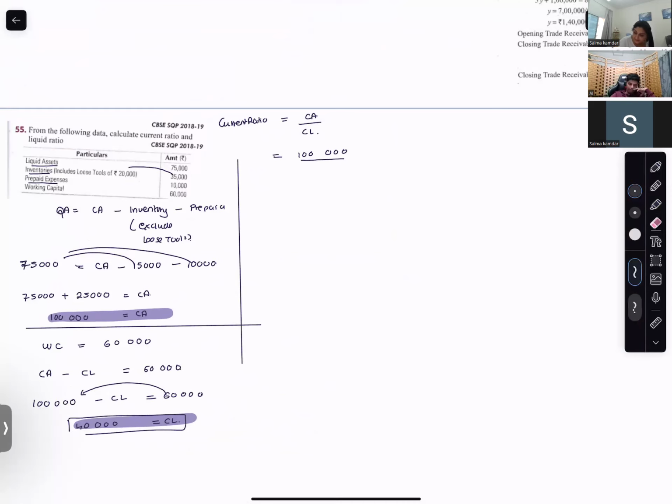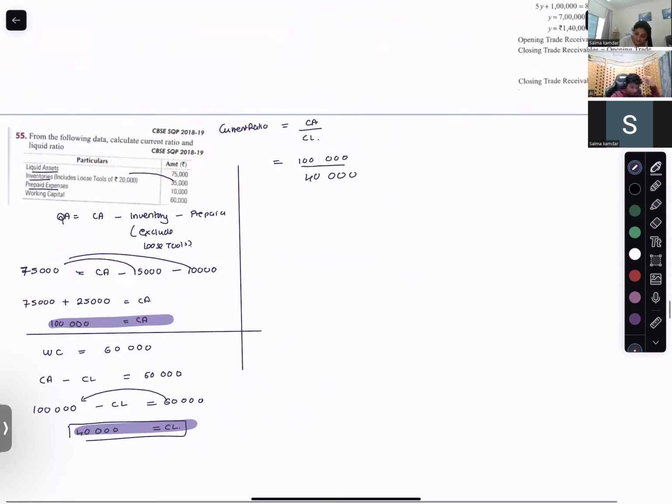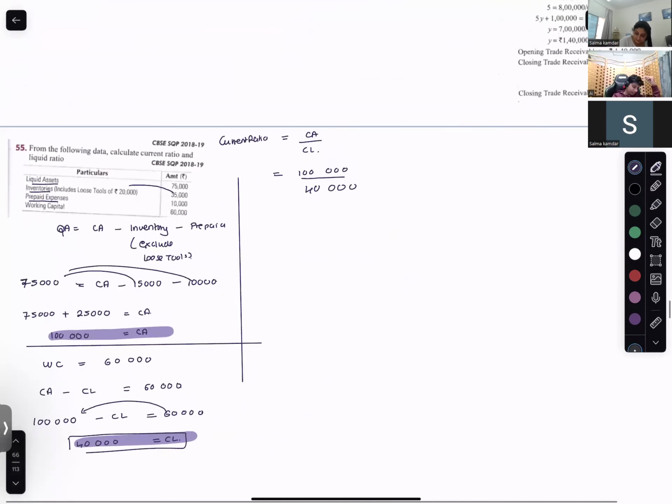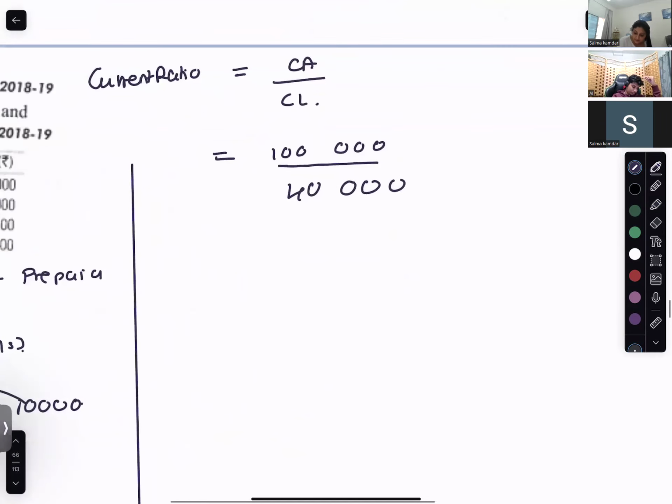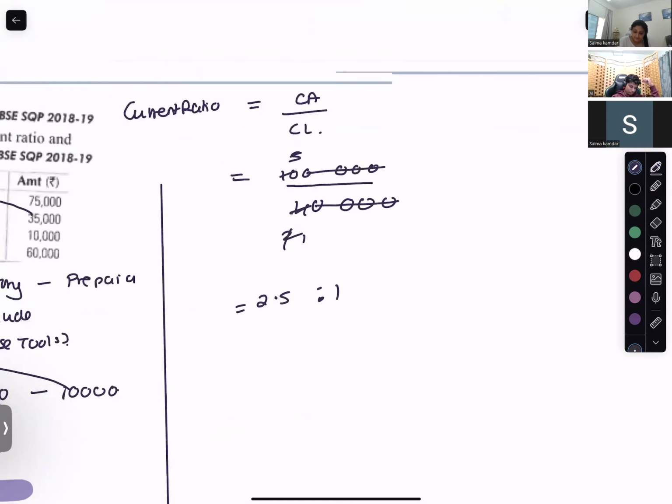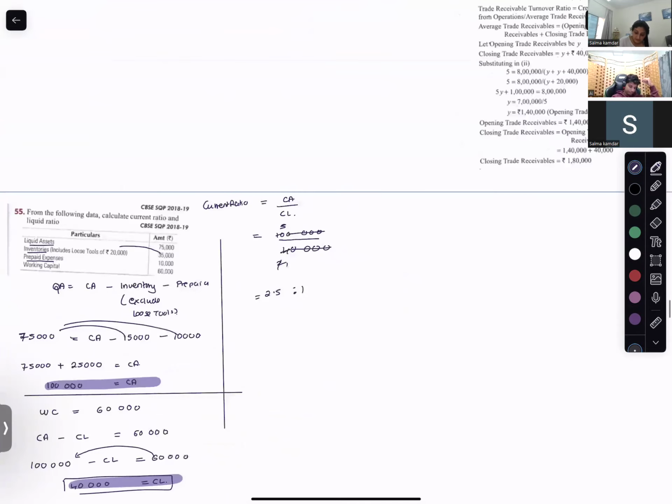So now we can divide 100,000 by 40,000. So it becomes how much? 4 zeros and 4 zeros go. 2.5, so current ratio is 2.5 is to 1. Don't forget this. Now I go to which ratio?